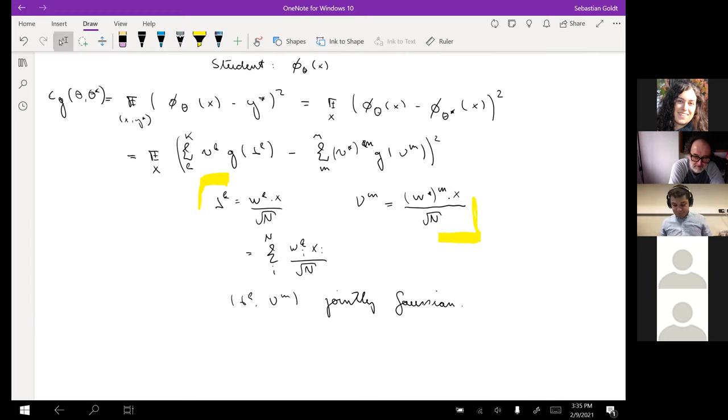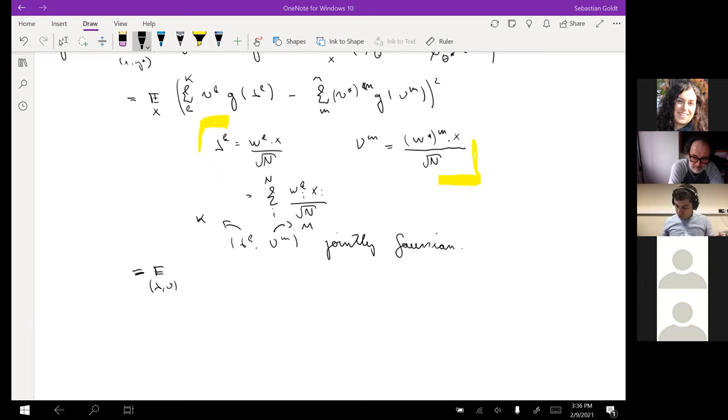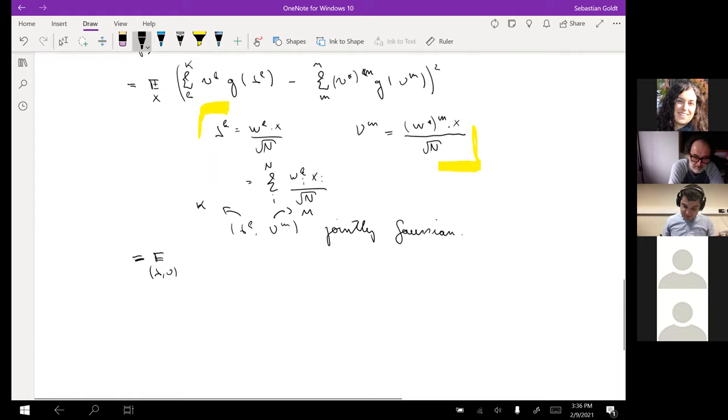So what I can do here is I can replace this high dimensional average over X with a low dimensional average over these lambdas and nus. There's K different random variables lambda. And like we said earlier, K is say 2 or 4, but it's order 1. And there is M different nus. Okay, and K is 4 and M is 2. So we can rewrite this average as an average over these low dimensional fields.